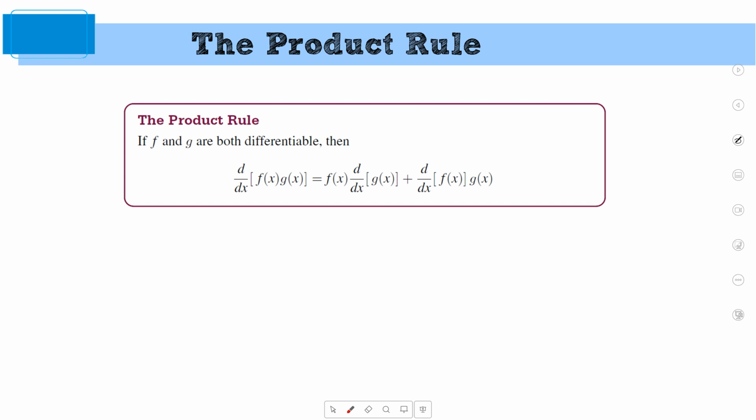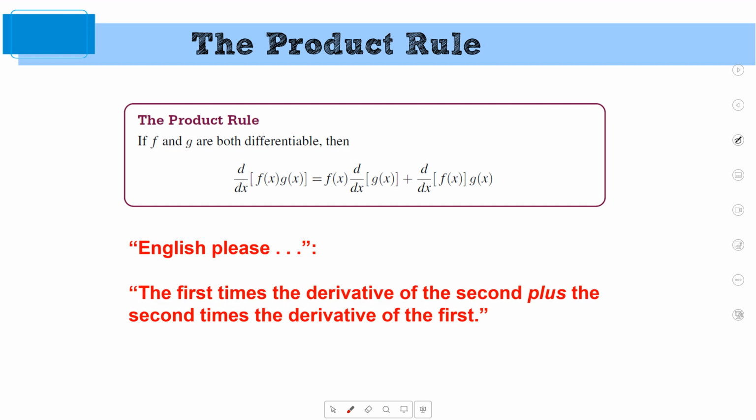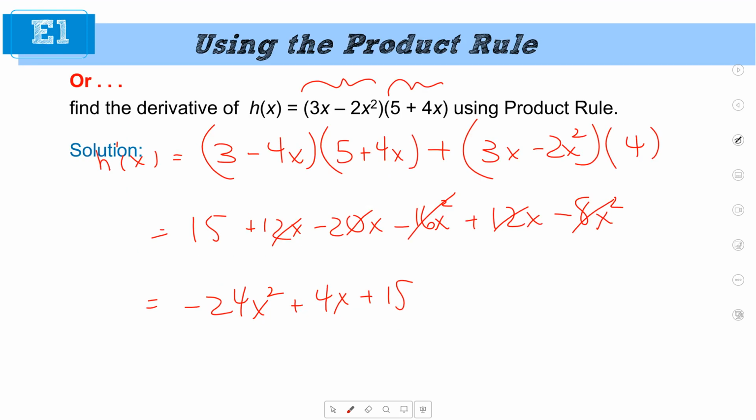First times the derivative of the second plus. And that plus is important because when we get to the quotient rule, just to make things more complicated, the quotient rule is minus when we get into it. It'll make sense in a little bit. Okay, so do that. Notice I said use the product rule. Don't cheat and multiply that out.